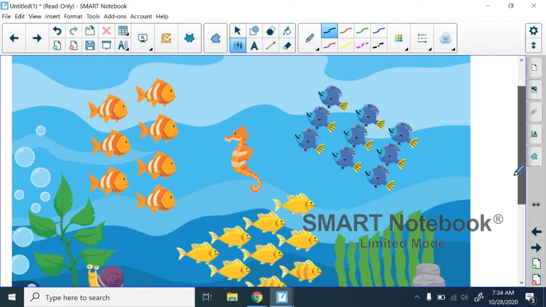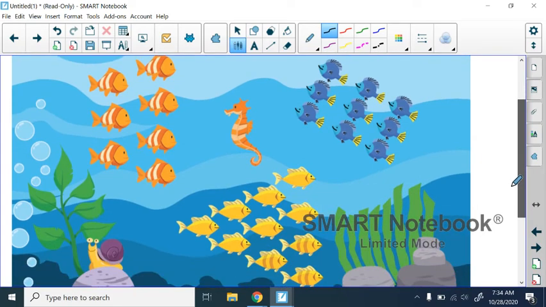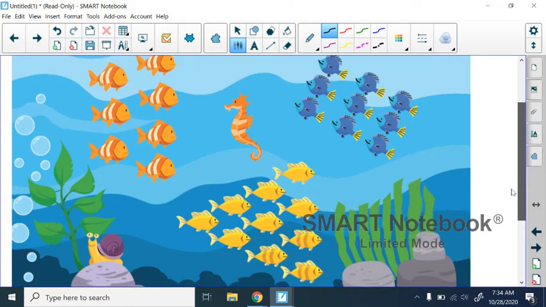All right, we're going to be looking at our workbook page now, and we have a picture of some animals and some plants and bubbles under the sea. And I want you to notice some of the groups that you see in this picture. So pause the video, and I want you to put a ring around the different groups that you see in the picture.